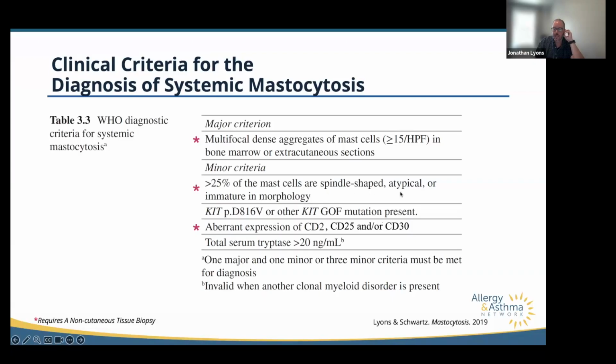So these are spindle shaped atypical mast cells that are sort of the first minor criterion, and you have to have at least a quarter of them that look funny. Or you have to have unusual markers that shouldn't be there on mast cells. So that's CD2, CD25, or CD30. These are markers that are usually on other kinds of cells, but not mast cells. So we call them aberrant.